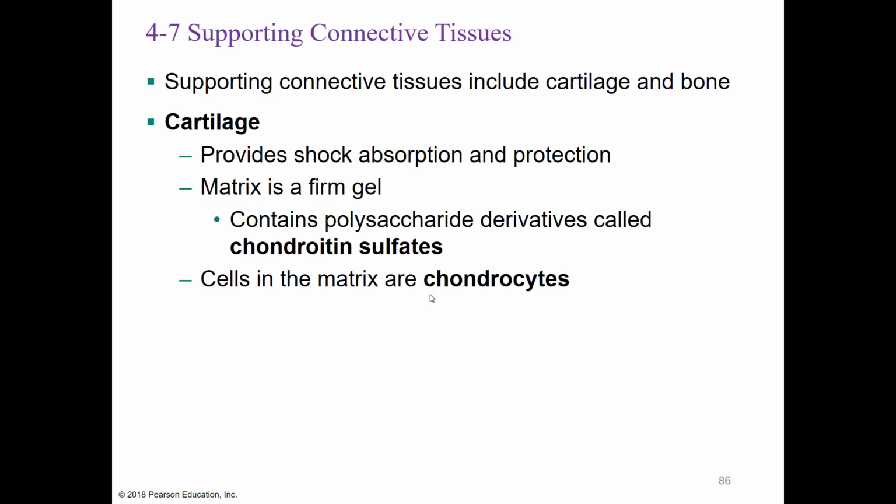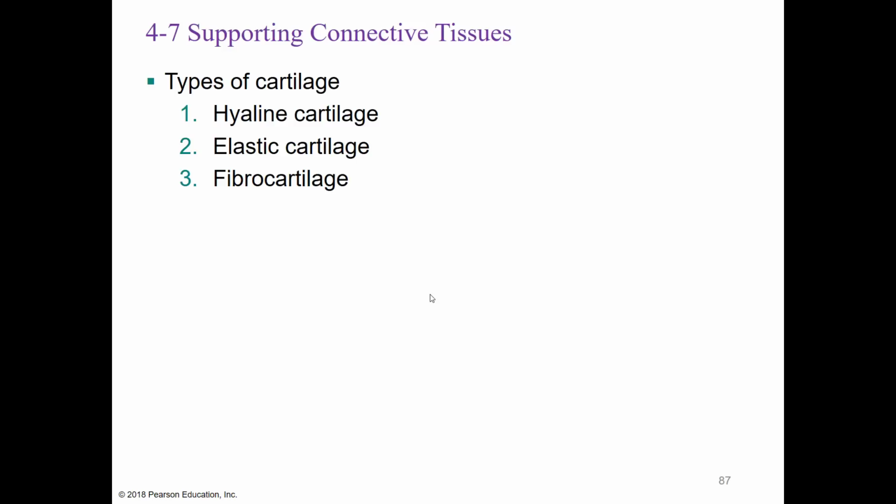Cartilage has a matrix that is a firm gel. So cartilage is a little bit more sturdy. So we're going to have a gel, a firm gel here, not viscous, not watery, but a firm gel. And that gel contains a polysaccharide derivative called chondroitin sulfate. And that's going to help to give the matrix its firmness. The cells, specialized cells that are suspended in that matrix, are called chondrocytes, which is a cartilage cell. There are three main types of cartilage: hyaline, elastic, and fibrocartilage.